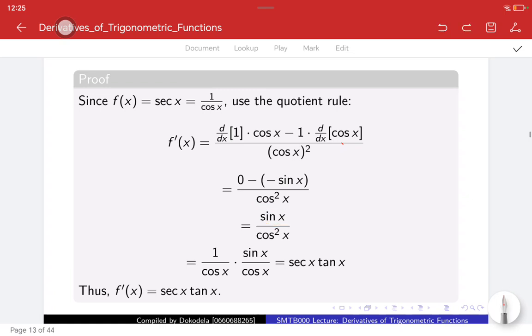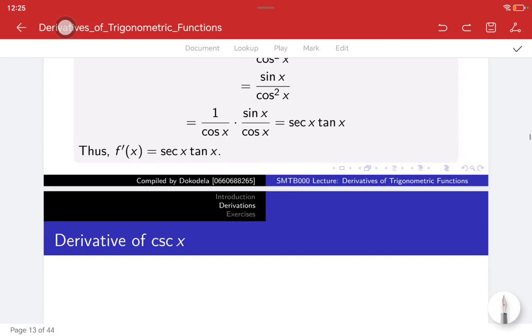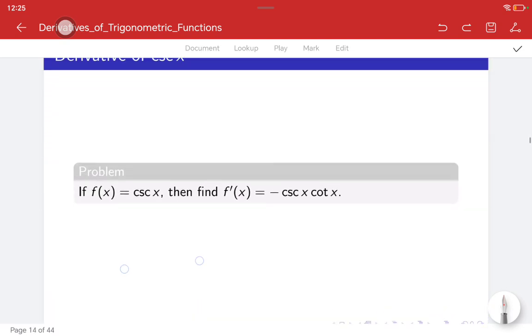And we can separate this too. When we separate the denominator, we're going to have this times this. And 1 over cos x is sec x, and then sin x over cos x is tan x. Then that is the derivative of sec x. We can see that it is very simple. So, simple as that.